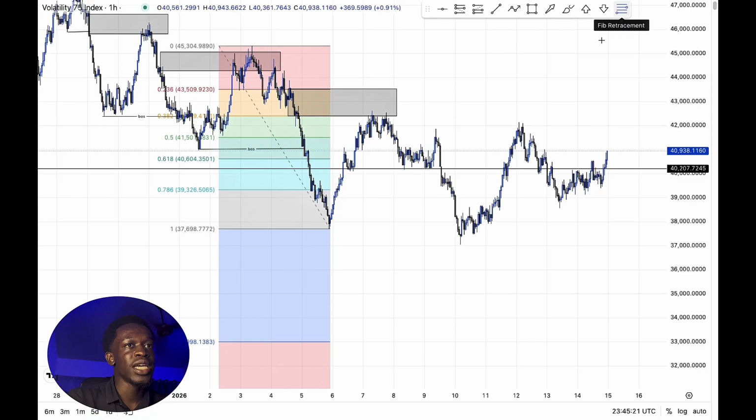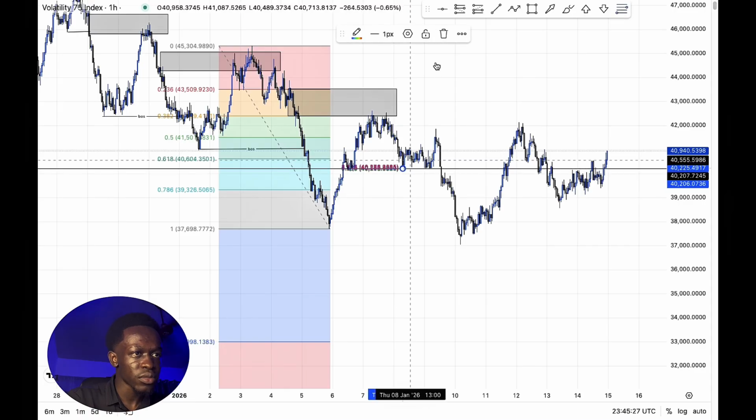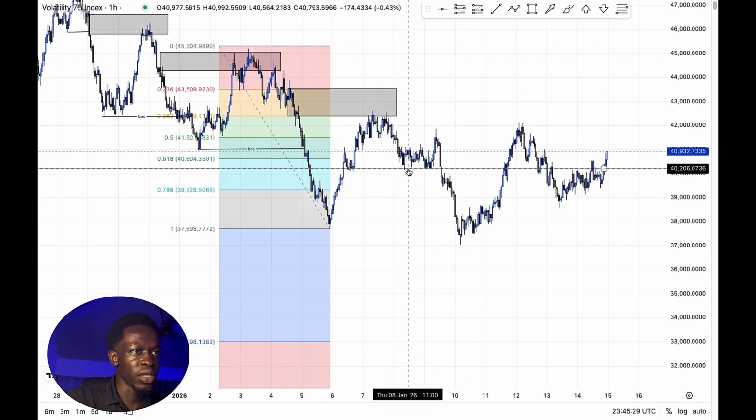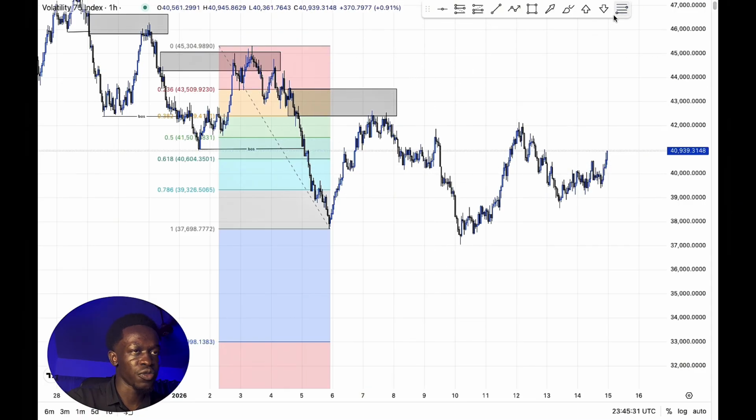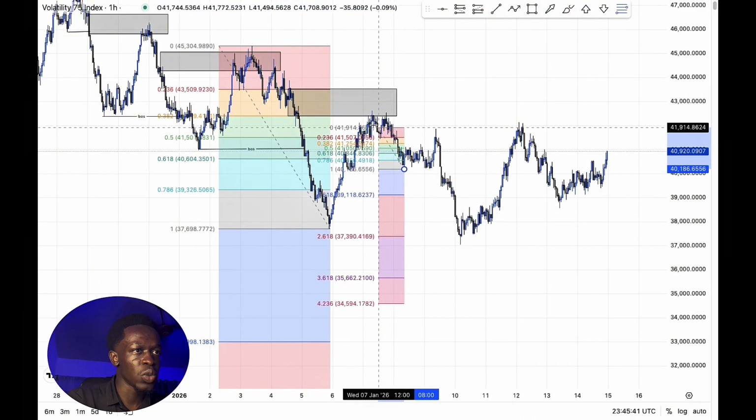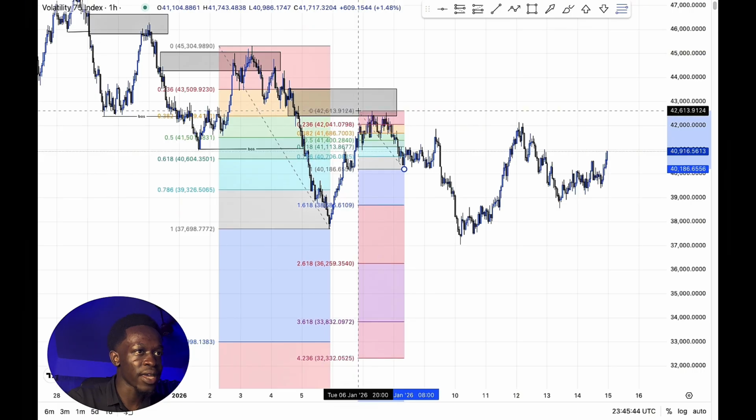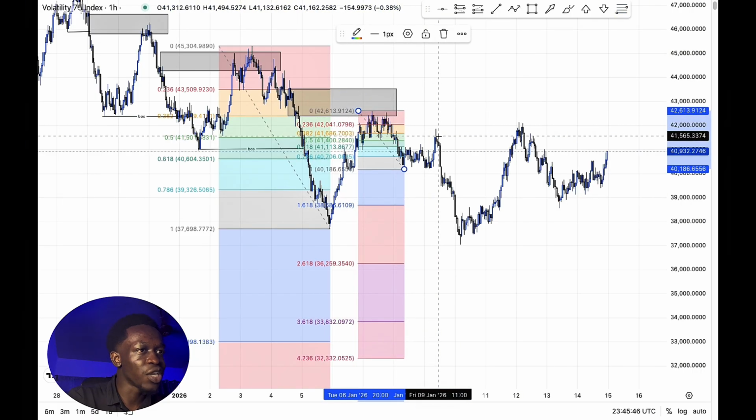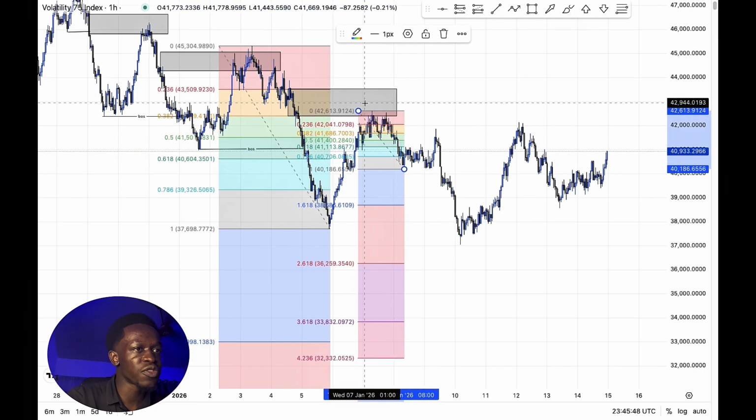So I then took the Fibonacci retracement and marked it out from a point. Wait, let me take out this so it won't confuse you. So I then took the Fibonacci retracement, marked it from the recent low to the recent high. You always take your Fibonacci retracement like this. So I took it from the recent low to the recent high.